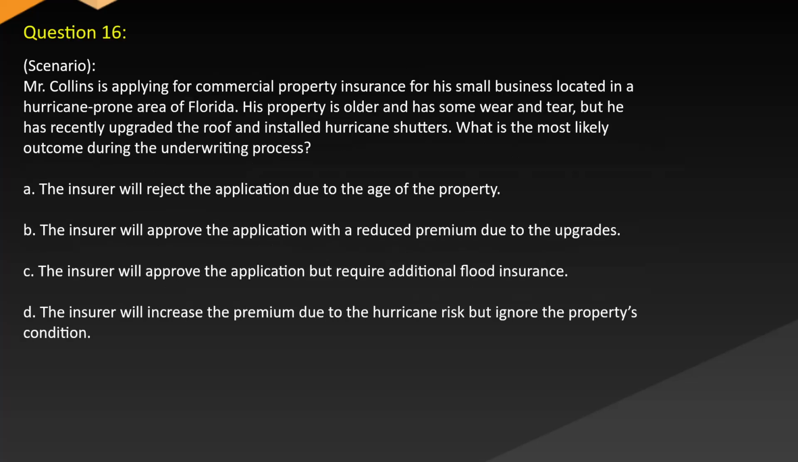Question 16 scenario. Mr. Collins is applying for commercial property insurance for his small business located in a hurricane-prone area of Florida. His property is older and has some wear and tear, but he has recently upgraded the roof and installed hurricane shutters. What is the most likely outcome during the underwriting process? A. The insurer will reject the application due to the age of the property. B. The insurer will approve the application with a reduced premium due to the upgrades. C. The insurer will approve the application but require additional flood insurance. D. The insurer will increase the premium due to the hurricane risk but ignore the property's condition.